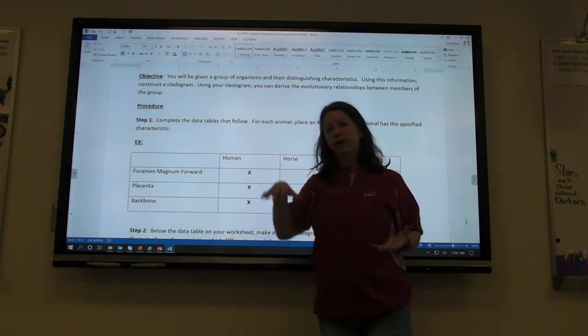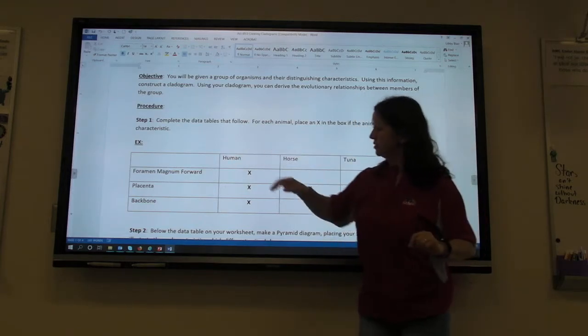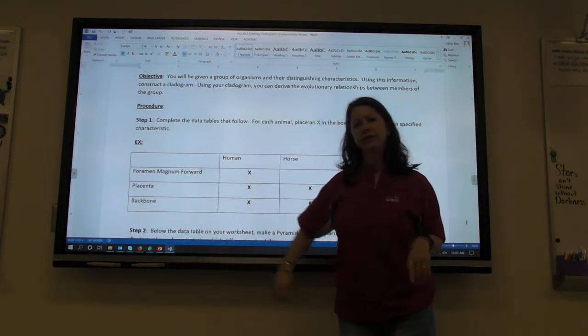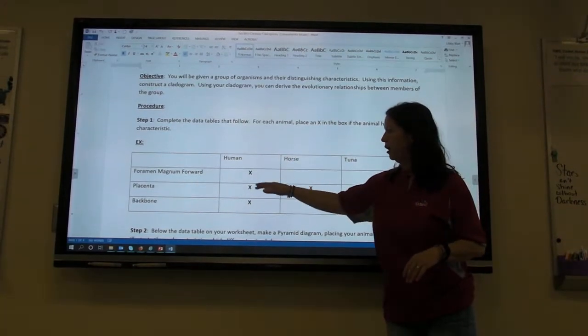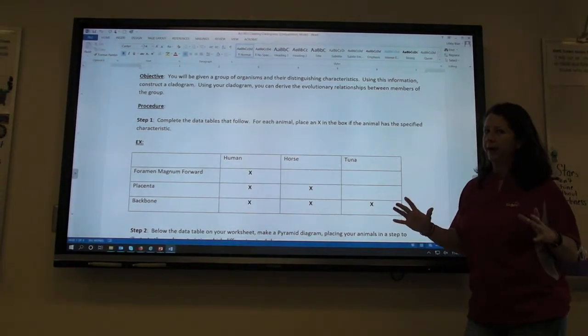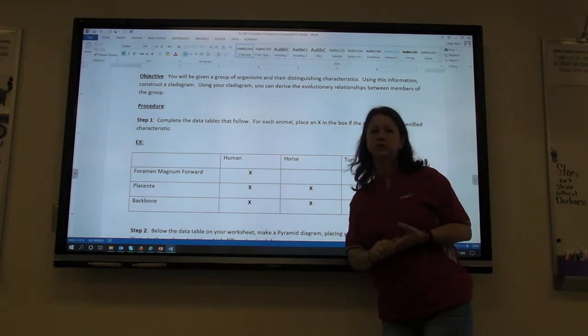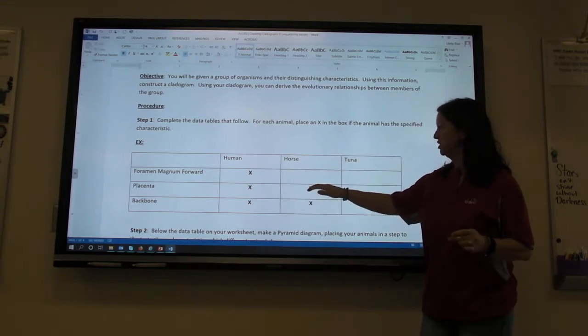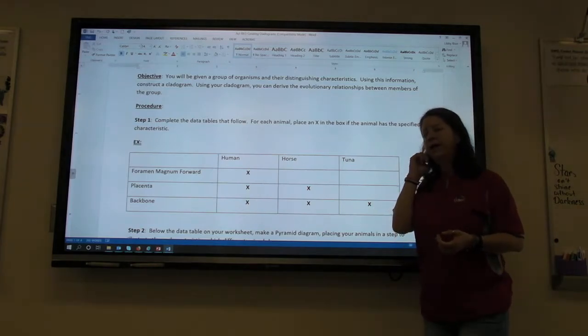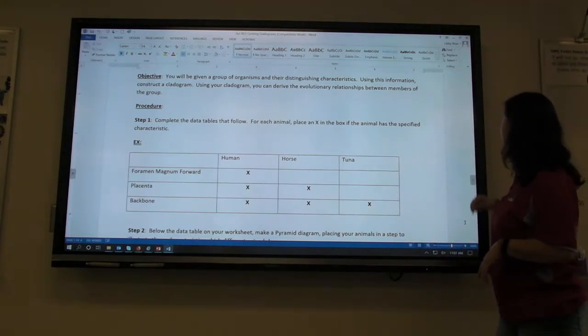So then after you create your chart with your organisms and your characteristics, you literally just check off which organism has what. In our example, a human has all 3 characteristics, a horse just has 2 of them, and the tuna only has 1. All right?